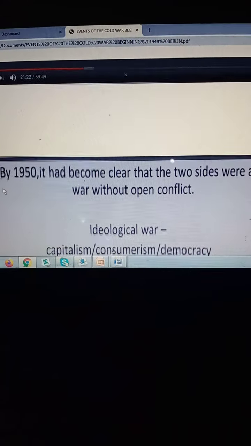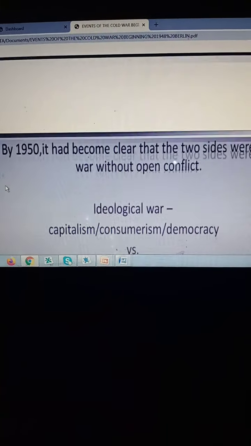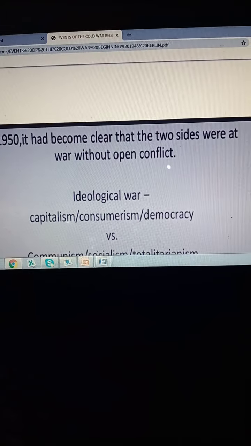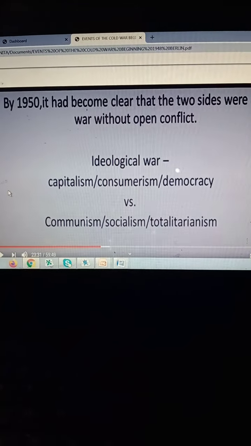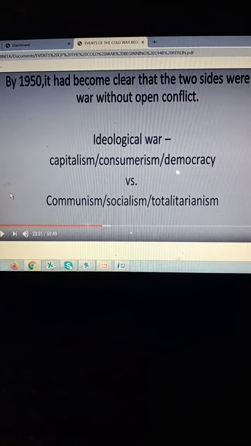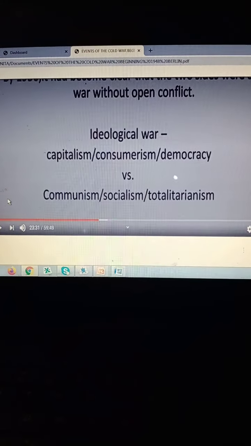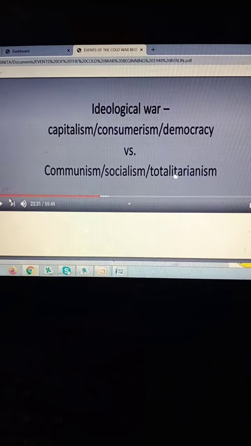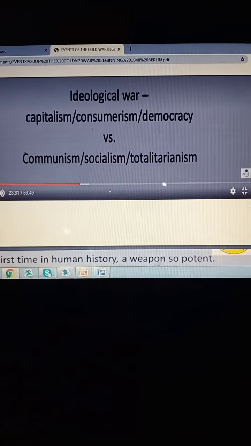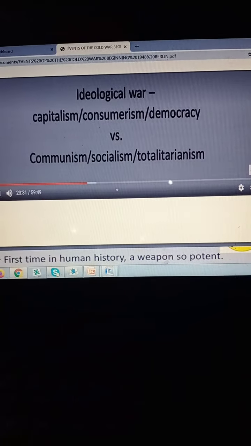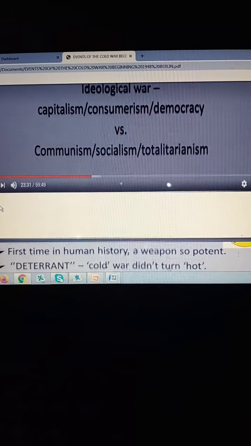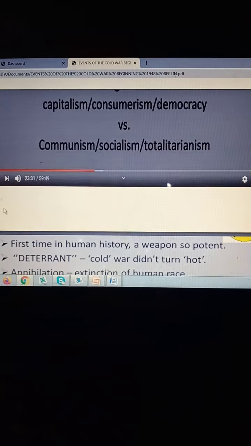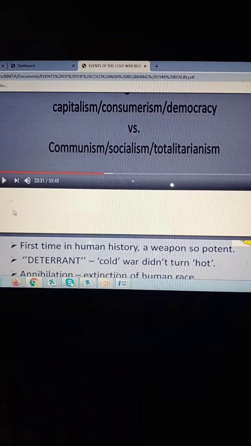Now by 1950, the contours were clear. That means everyone could see now. It had become clear that 2 sides were at war with open conflict, as we already see. And of course it was an ideological war, we call it the battle of principles. Capitalism, consumerism, democracy, that is the economic policy of USA, versus communism, socialism, and totalitarianism. That's the form of government which USSR followed, and totalitarianism, as we call it, an autocratic dictatorship. And totalitarian under Stalin was more than a dictator, that is, only one person controlled the state.